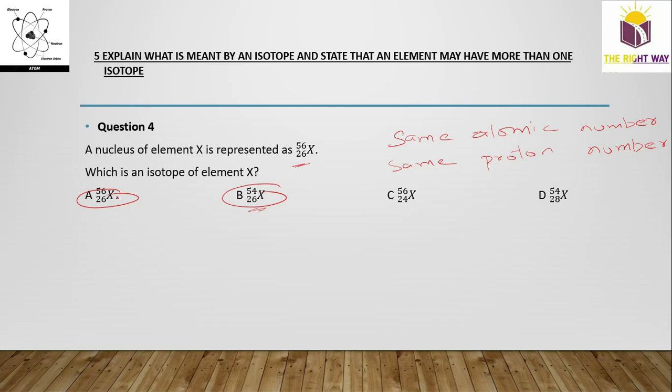So this one is not the isotope. Why is A not the isotope? Because in isotopes, the proton number must be equal, but the neutron numbers are different. 56 and 56, this is the same element, not its isotope. Isotopes have different numbers of neutrons, so its atomic mass must be different from 56. So it is 54 26. B is your right option.